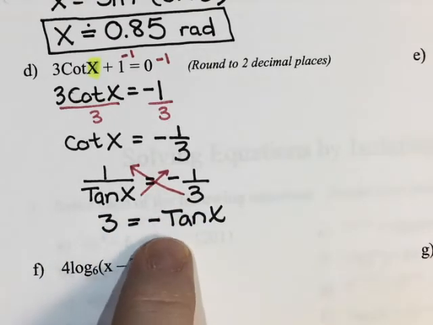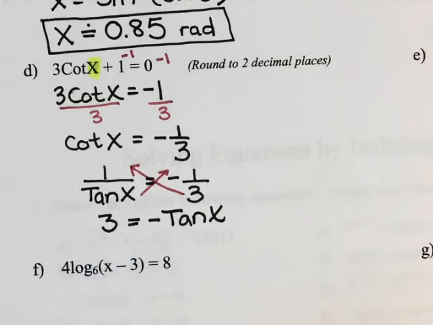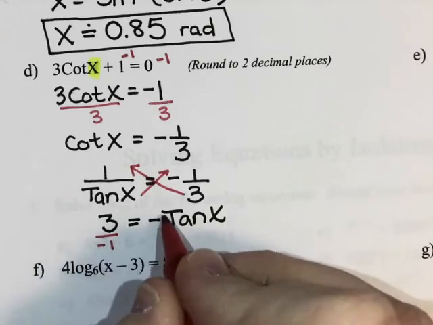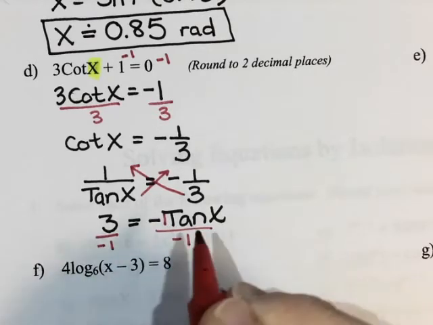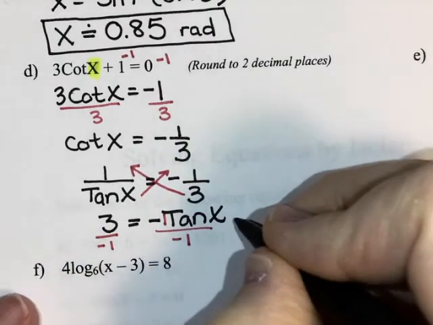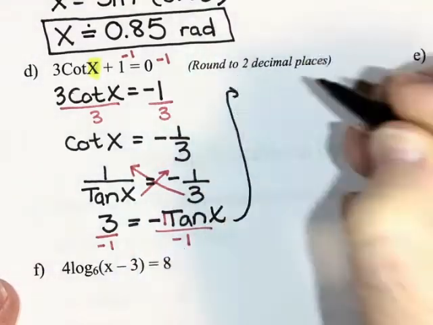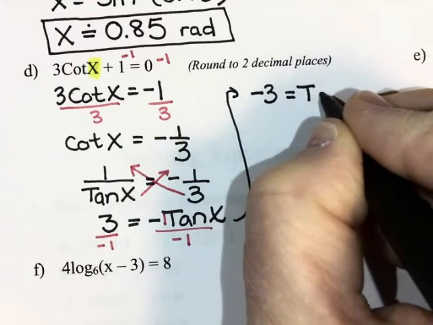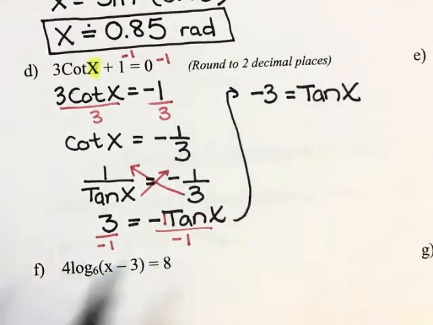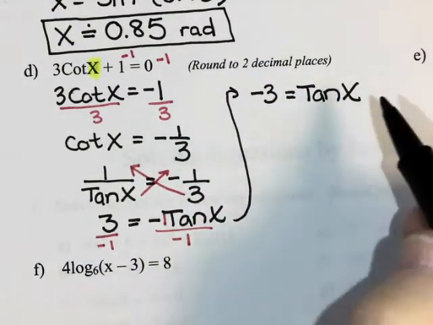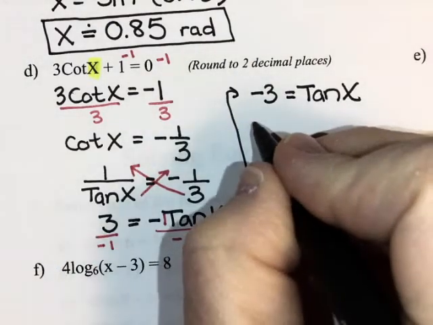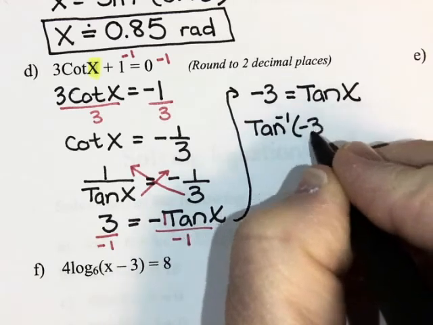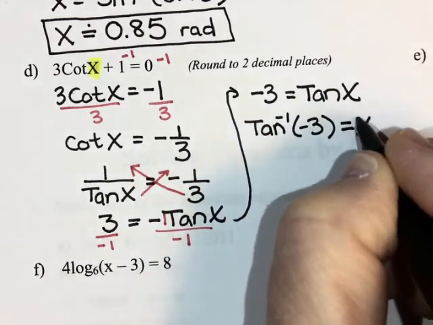Now I don't want negative tan x, I want just tan x. So I am going to divide both sides by negative 1 because there's a secret little negative 1 in front there. And that will give me negative 3 equals tan x. And then from here, I can do the inverse tan of negative 3 to solve for x.